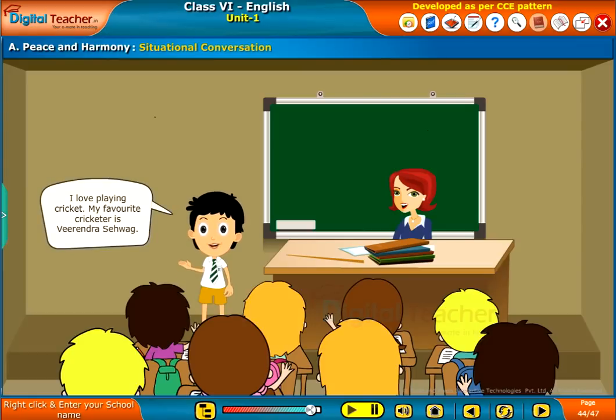I love playing cricket. My favorite cricketer is Virender Sehwag. I even represented my previous school in inter-school cricket competition last year. I also like to watch cartoon shows on television. I also love to listen to pop music. I want to become a teacher in future.